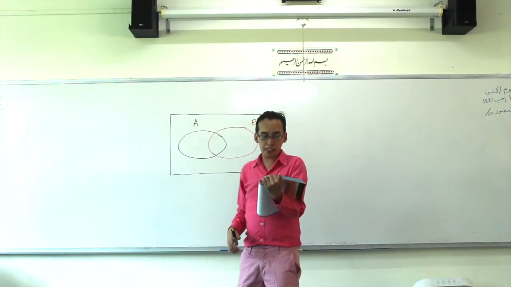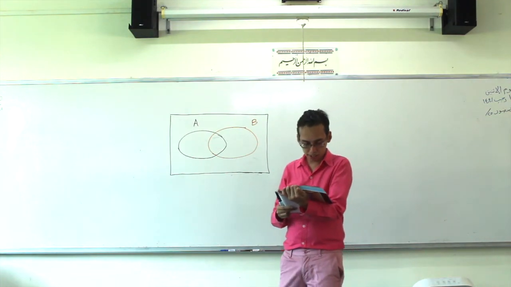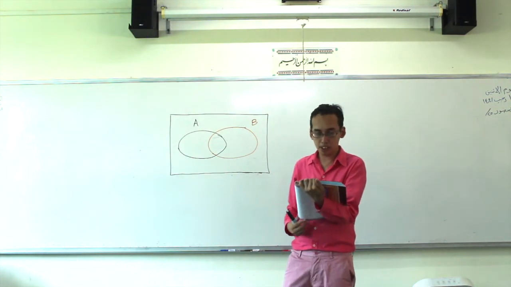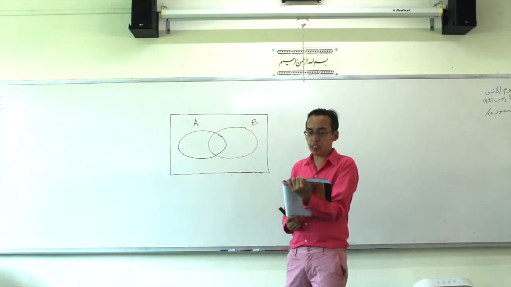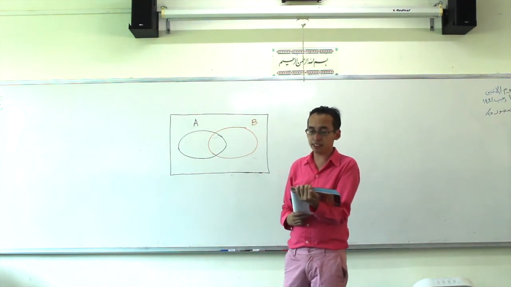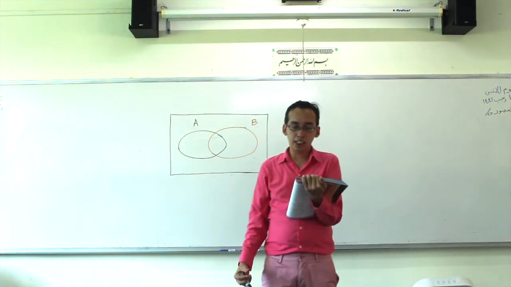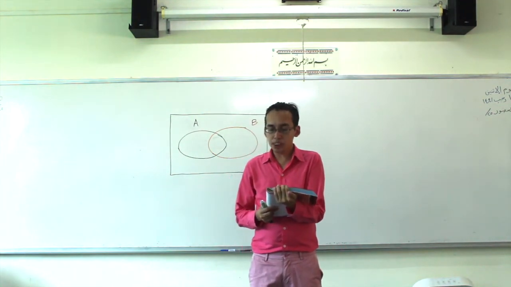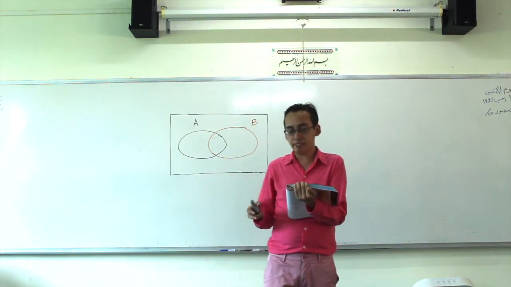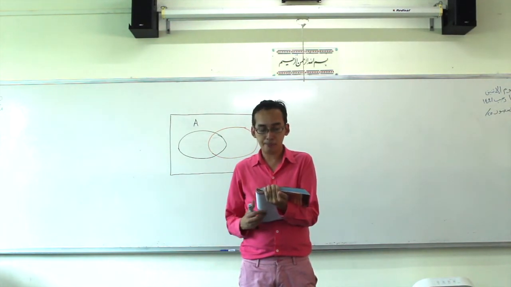Alright, so we're back. We are now going to do worked example 17.16 on page 536. Let's read the question first together. Events A and B are such that probability A is 0.6, probability B is 0.7, and probability A union B is 0.9. Find probability B prime given A prime.